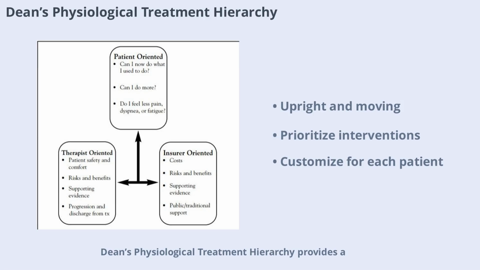Dean's physiological treatment hierarchy provides a guideline for treating impaired oxygen transport. The premise is that being upright and moving is the position of optimal physiological function. The hierarchy prioritizes interventions like mobilization, exercise, body positioning, coughing maneuvers, relaxation, range of motion exercises, postural drainage, manual techniques, and suctioning. However, the plan should always be customized for each patient's unique needs.